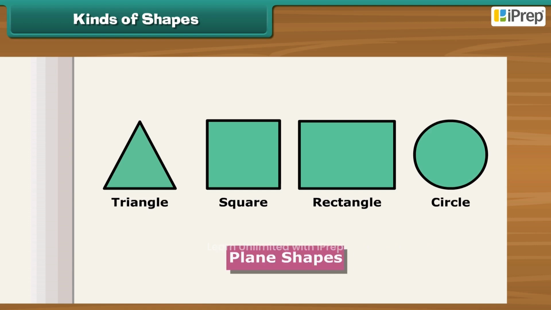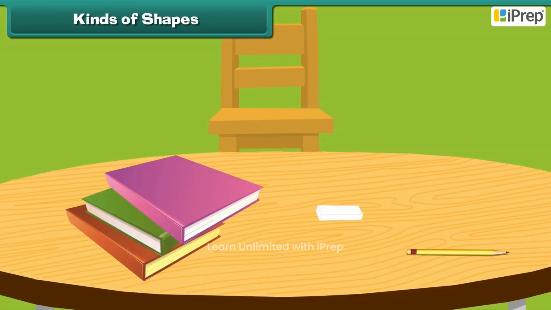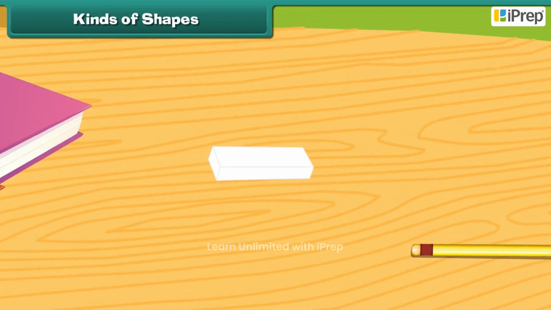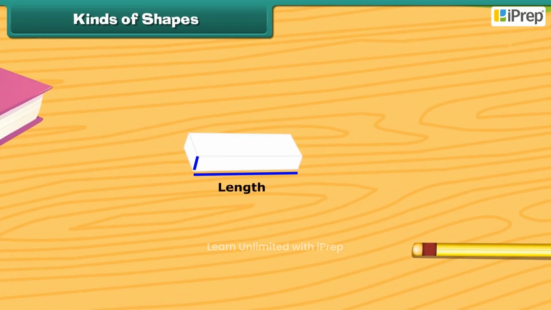Plane shapes are also known as 2D objects. Solid shapes are also known as 3D objects. All 3D objects have depth which 2D objects do not have.